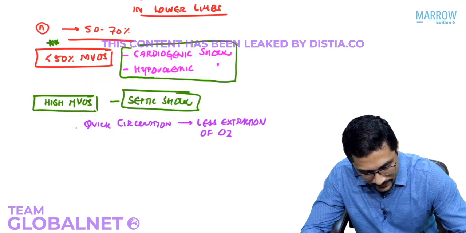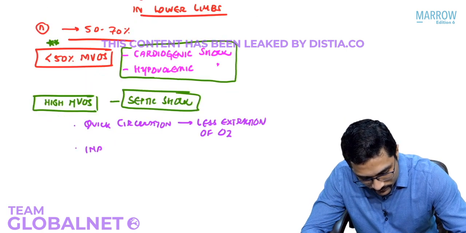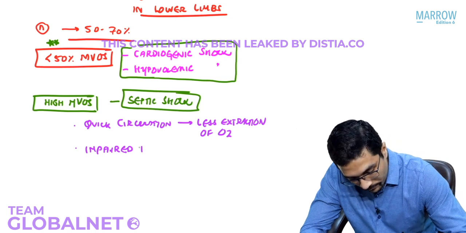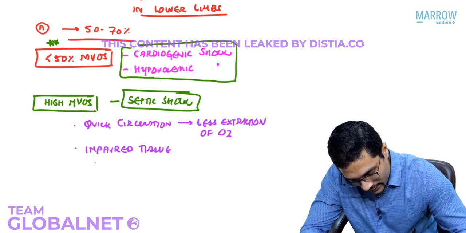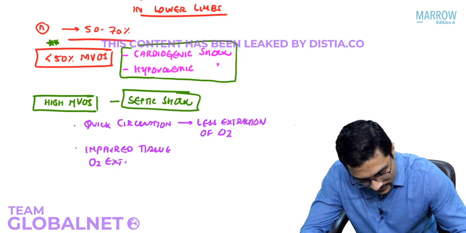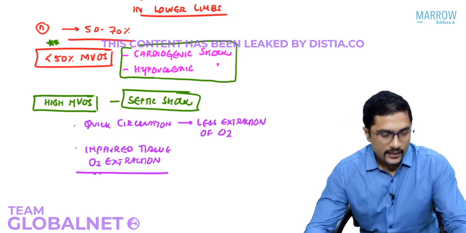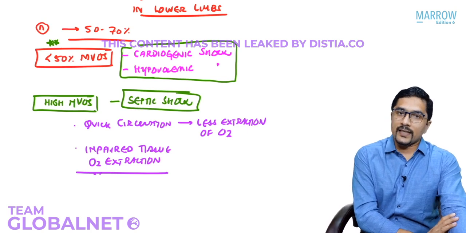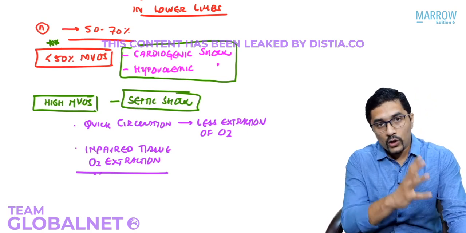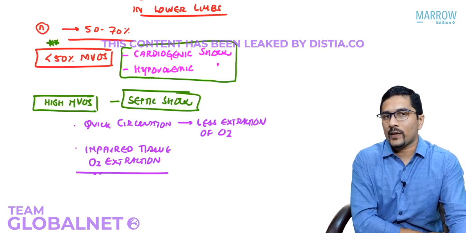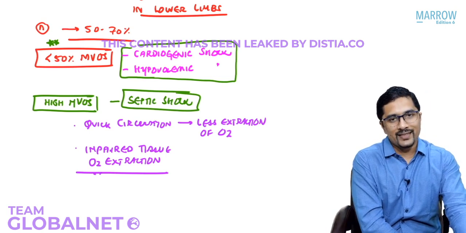Also, there is impaired tissue oxygen extraction in septic shock. So these two reasons lead to a high MVOS in patients with septic shock. So I've told you what is MVOS. I've told you the causes of low and high MVOS. This you should remember for the exam.